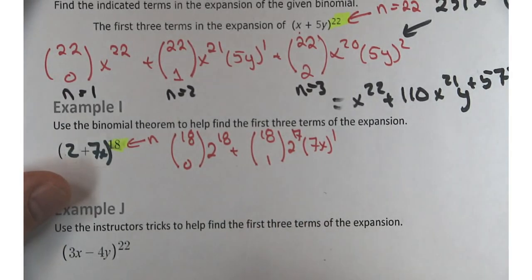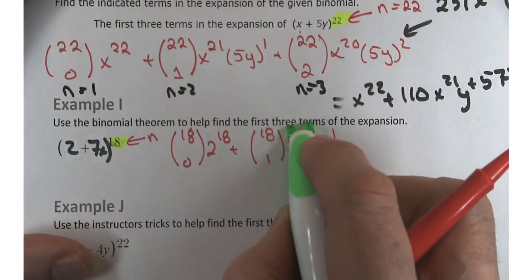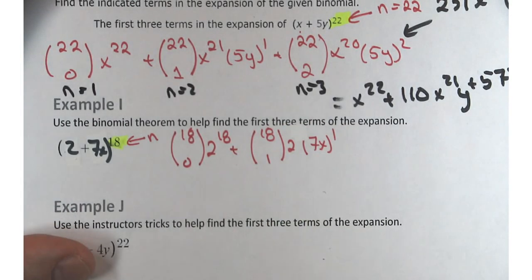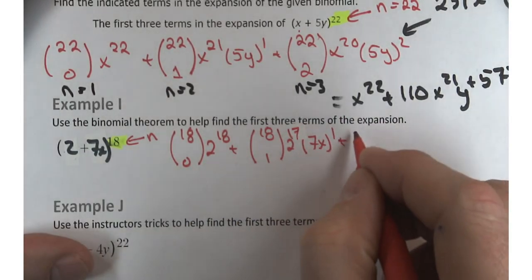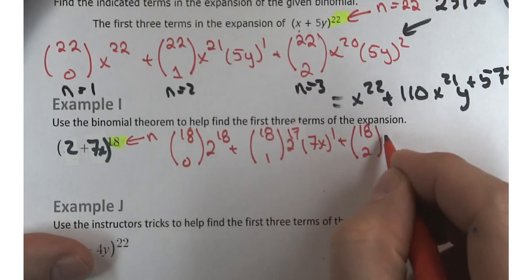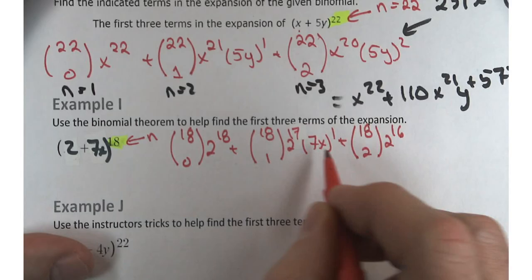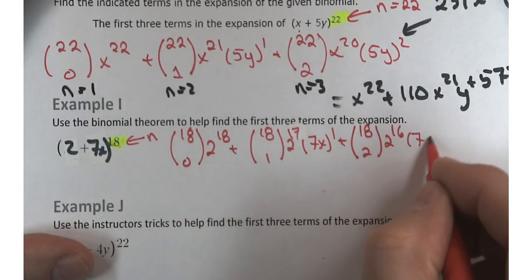Also, 2 to the 18th is 262,144. Thank you. It was on the tip of my fingers. Let's put that in a minute. And finally, 18 choose 2, times 2 to the 16th. So the powers on the 2 keep on decreasing, and the powers on the 7x increase.